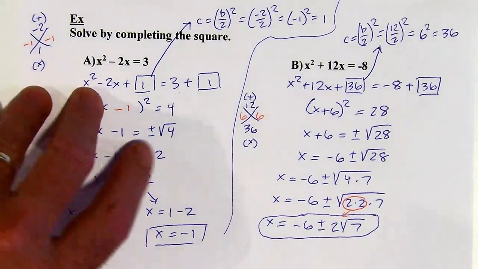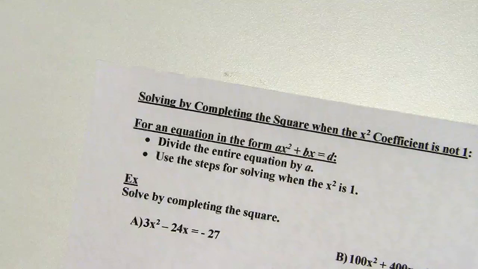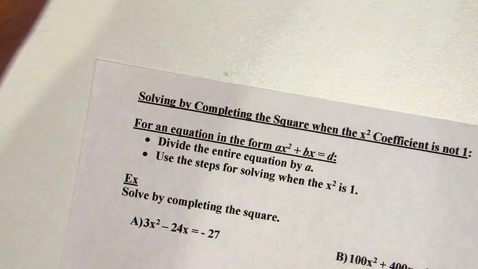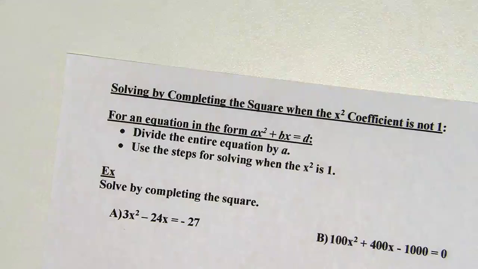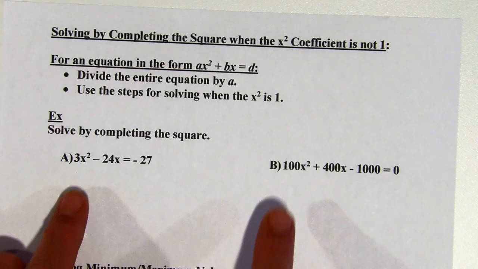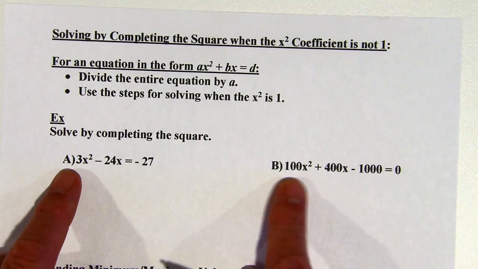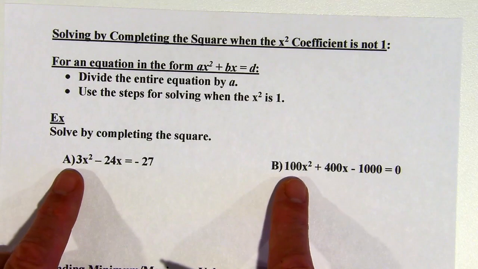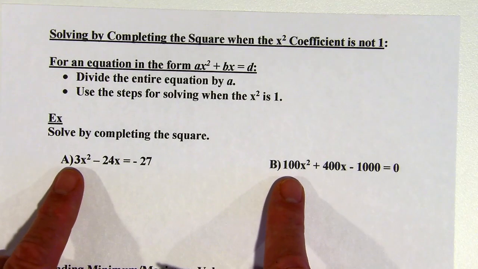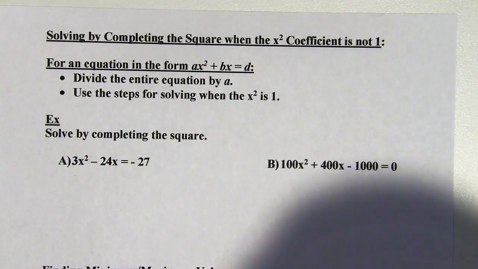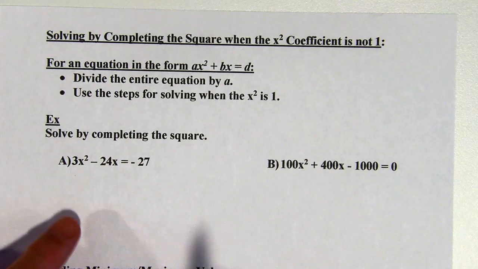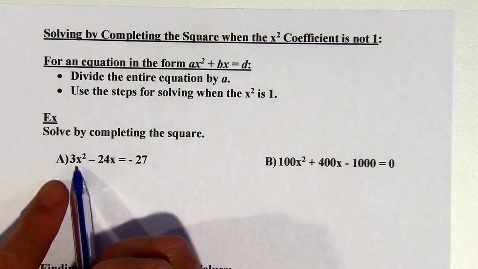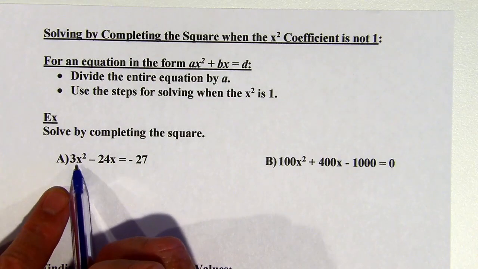On the next page, got some more examples, but these are a little trickier. There's another layer to it because if you look at these problems, the a value, the x squared coefficient, is not 1. It's something other than 1. So there's an extra step. There's just one extra step, and that step is to get it to say 1. So instead of a 3, I want this to say 1x squared.